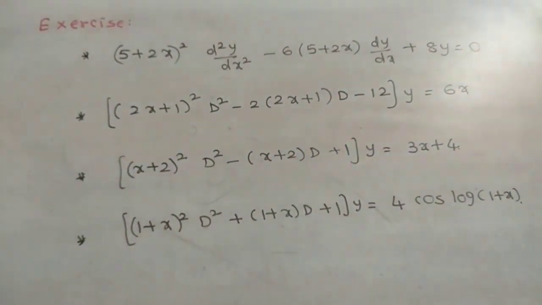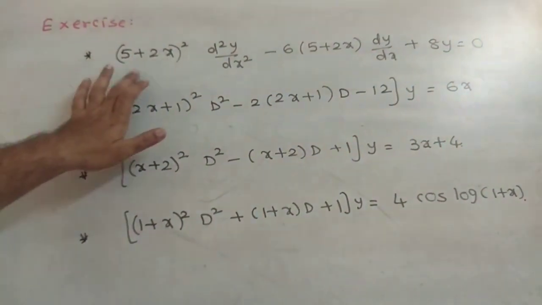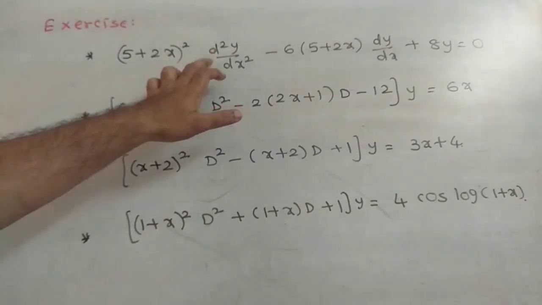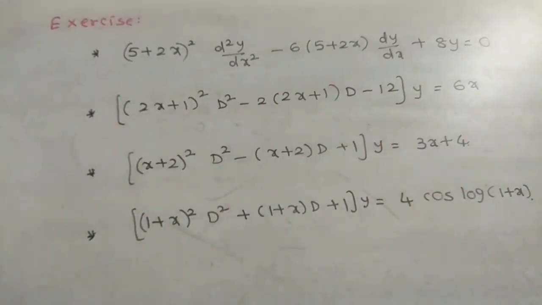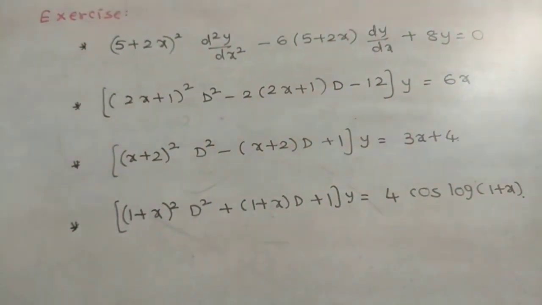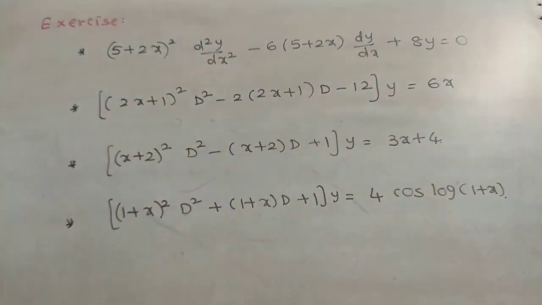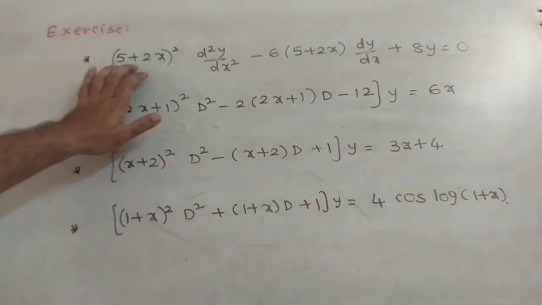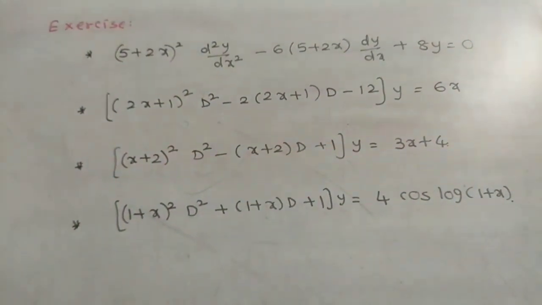Now let us have certain exercise problems on Legendre differential equation. First: 5 plus 2x whole square d square y by dx square minus 6 into 5 plus 2x dy by dx plus 8y equal to 0. Right side is equal to 0, so you need not calculate yp. Only yc is enough. So you just convert into that Cauchy-Euler equation and find out your final answer.